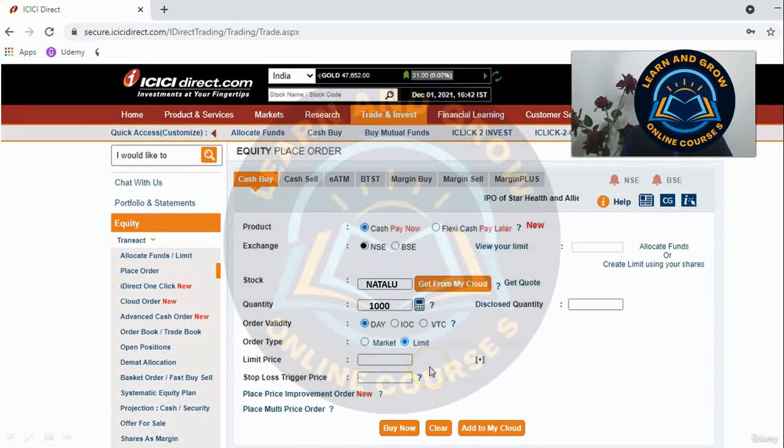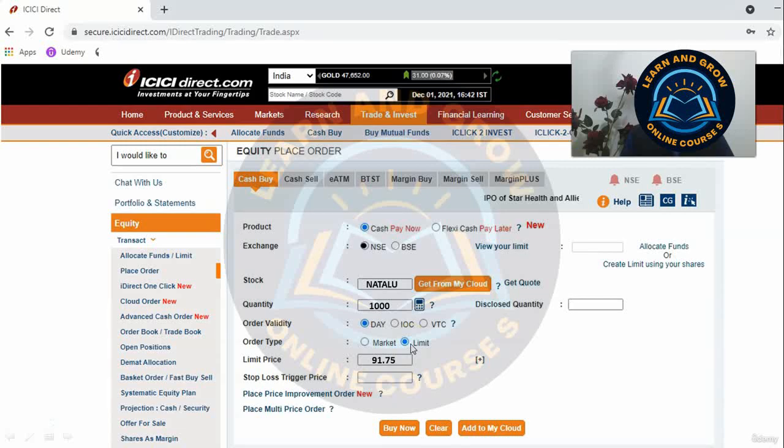I want 1,000 of them. So let me fill in 1,000. Okay. Once I do this, then these are the important things. Before I explain to you the order validity, let me explain the order type. There are broadly two types of orders. One is the market order and the other is a limit order.